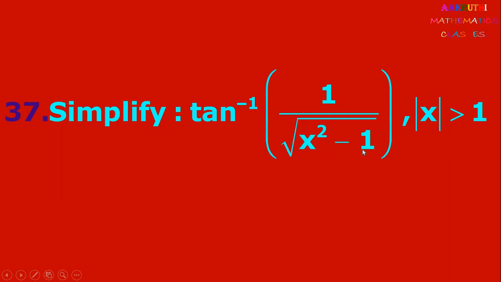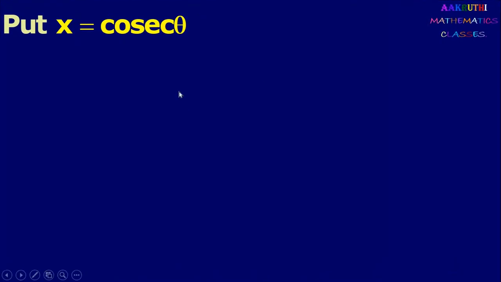Cosecant square theta minus 1 is cot square theta. Square root cancels. We get 1 by cot theta, which is tan theta. Then tan inverse and tan get cancelled. Therefore, it is easy to simplify when we substitute x equal to cosecant theta. Here cosecant theta or secant theta both are possible, but substitute x equal to cosecant theta. So put x equal to cosecant theta and theta equal to cosecant inverse x.